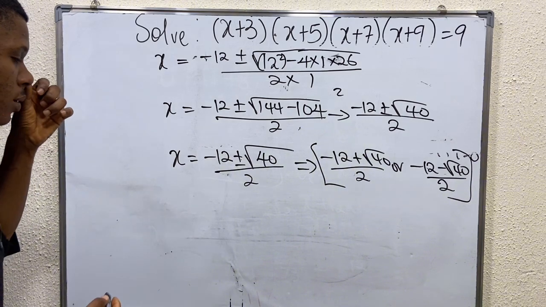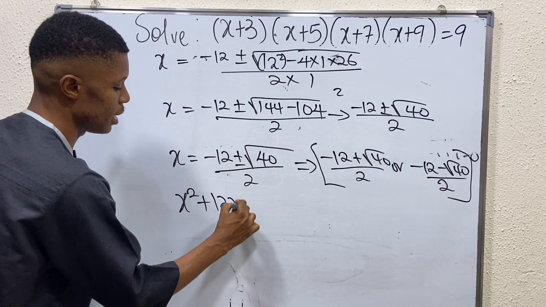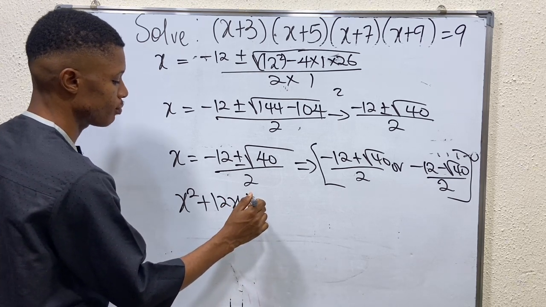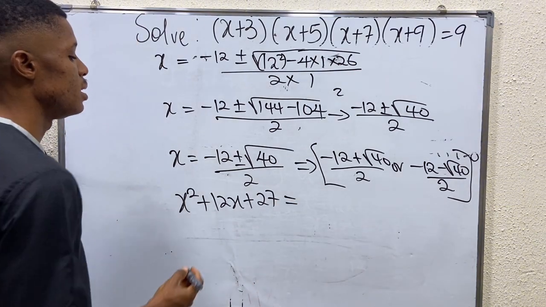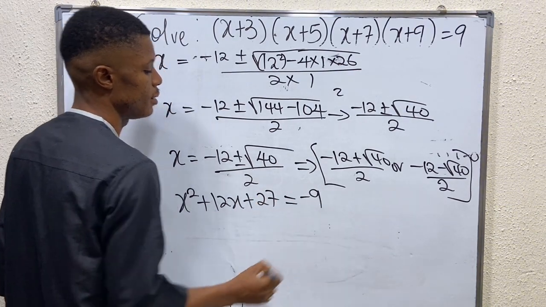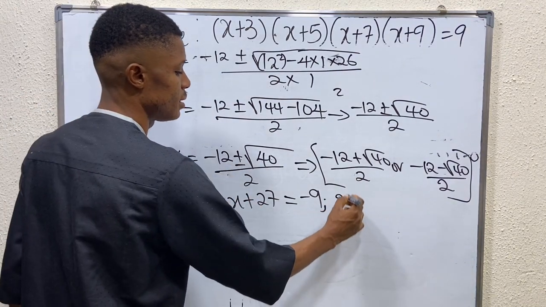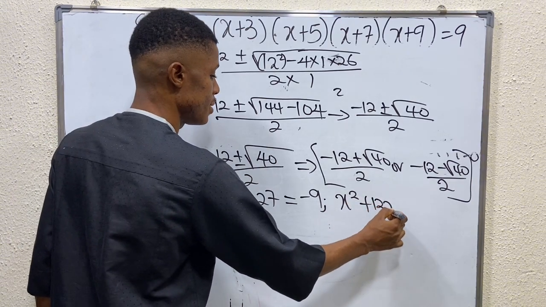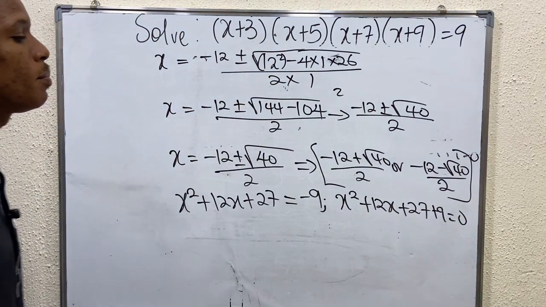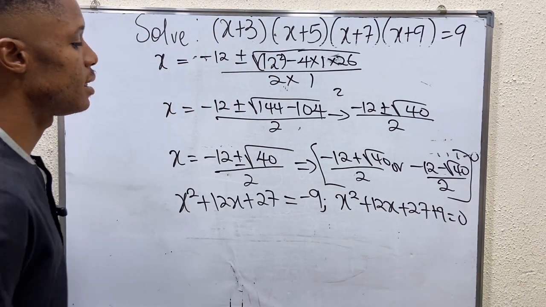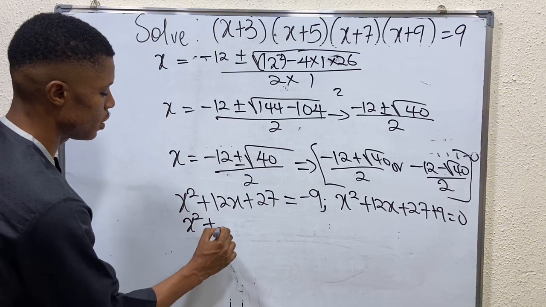We've gotten to. Then remember, we said the value for u is that x squared plus 12x plus 27 is equal to, the other solution for u is basically minus 9. So the next thing we do is to add 9 to both sides. So if you add 9, you have it as x squared plus 12x plus 27 plus 9 is 0. 27 plus 9 is 36, giving you x squared plus 12x plus 36 is 0.